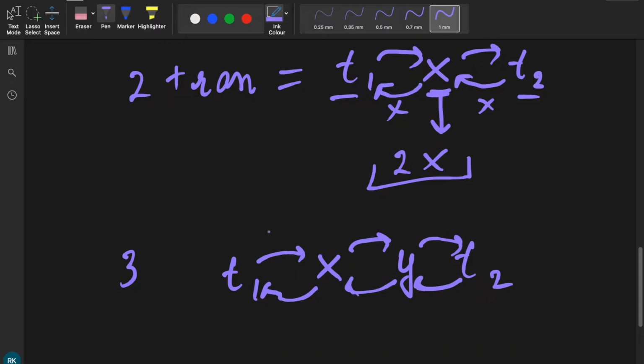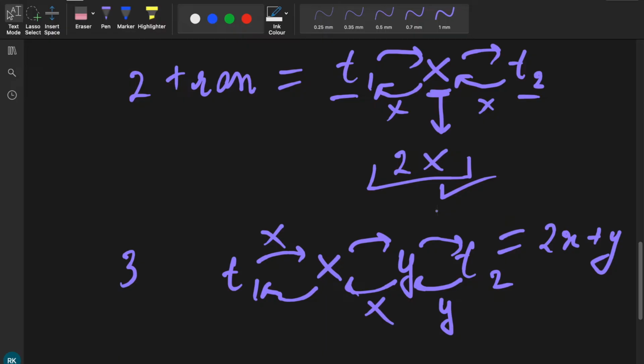So the cost here would be X. The cost between Y and T2, let's assume Y is smaller than T2, would be Y. And if X is the smallest element, then the transaction between X and Y will result in a cost of X. So this will result in an overall cost of 2X plus Y, which is bigger than 2X. That's why we are not considering any transaction above the 2 transaction system.